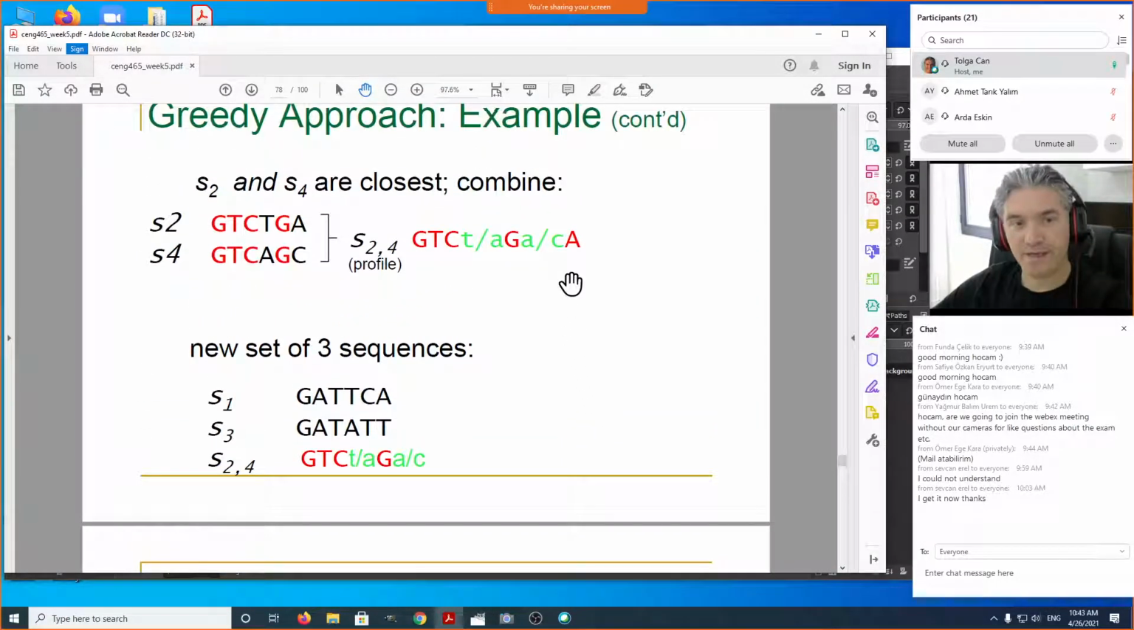Okay, the greedy approach that we have seen progressively builds the alignment by using pairwise alignments. These pairwise alignments sometimes are between two sequences, or sometimes between a profile and a sequence, or between two profiles. But we progressively build the alignment by using these pairwise alignments. And during this progression, we have a certain order.